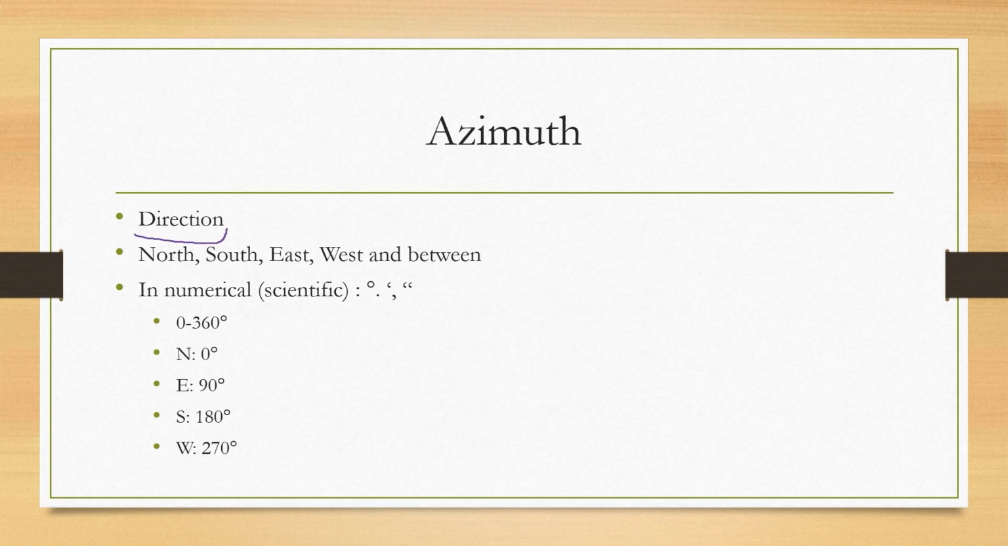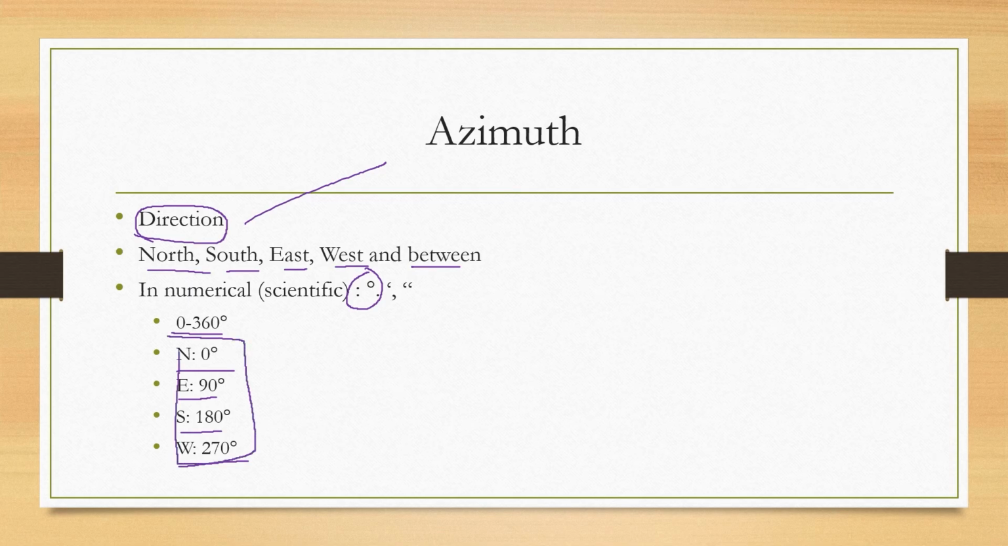Azimuth means direction. This is essentially what you need to remember. Azimuth means direction. It's telling you the direction you should go: north, south, east, west, and in between. We talk about these in degree form, 0 to 360. North is 0, east is 90, south is 180, and west is 270. These are numbers you should remember. You will also need them for the lab.